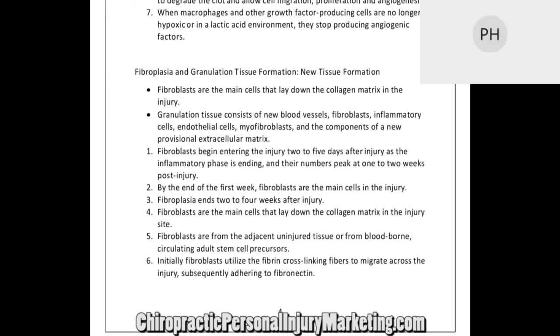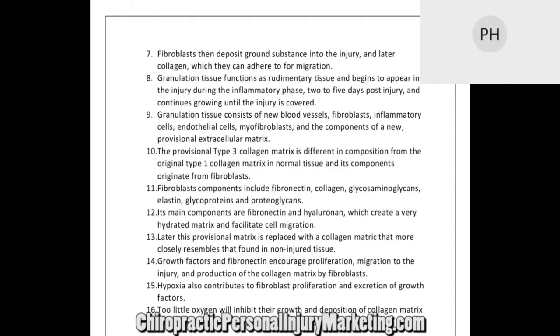Fibroblasts come from the adjacent uninjured tissue or from blood-borne circulating adult stem cell precursors. Initially, the fibroblasts utilize the fibrin cross-linking fibers to migrate across the injury, subsequently adhering to the fibronectin. So these are the collagen strands we're talking about. Fibroblasts then deposit ground substance into the injury and later collagen, which they adhere to for migration. Granulation tissue functions as rudimentary tissue and begins to appear in the injury during the inflammatory phase. So the precursor to collagen is the granulation tissue, 2 to 5 days post-injury, and it continues growing until the injury is covered.